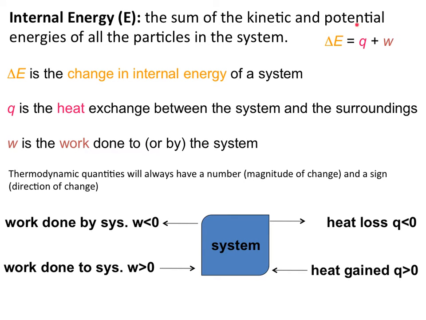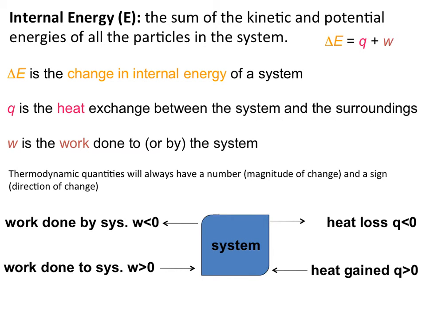And that can be represented by the equation here, which shows that the change in internal energy of a system is equal to Q plus W. Q is the heat exchange between the system and the surroundings. Remember, the system is what you're focusing on, and the surroundings is basically everything else. W represents the work that is either done to or by the system that you are applying your focus.